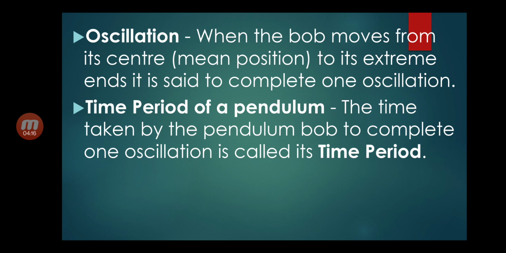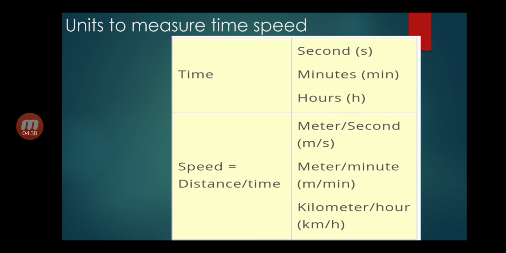Oscillation. When the bob moves from its center to its extreme ends, it is said to complete one oscillation. Now, time period of a pendulum. The time taken by the pendulum bob to complete one oscillation is called its time period. Units to measure time period. Time is measured in seconds, minutes and hours. Speed is equal to distance upon time.